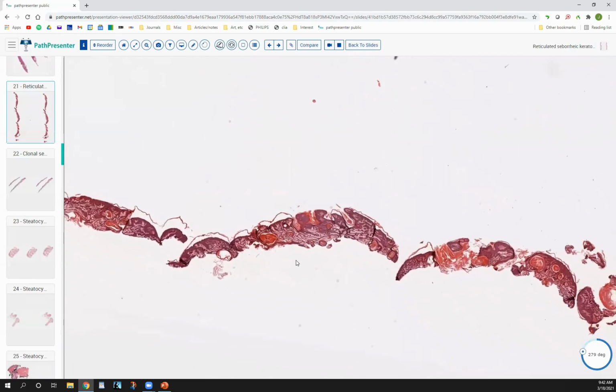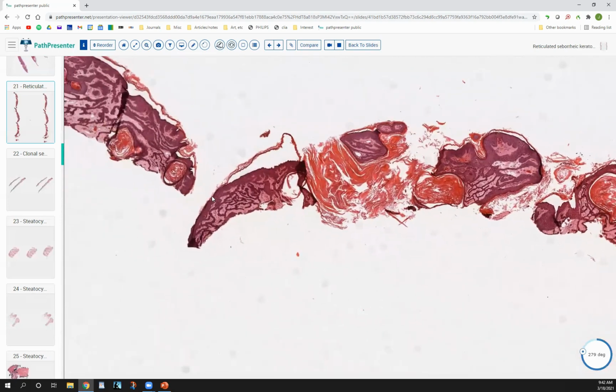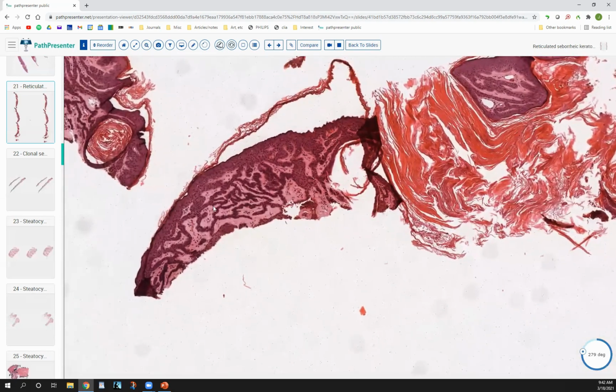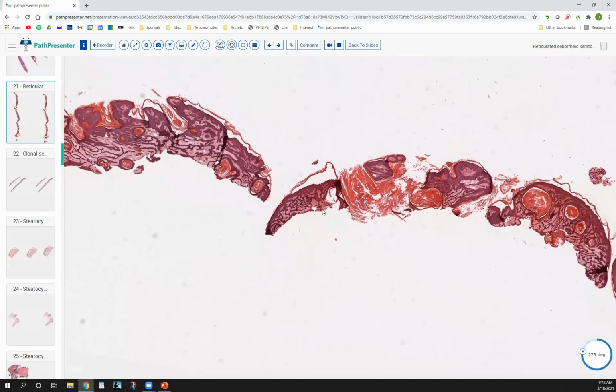Zooming in, you can see that this has still areas which look like the conventional seborrheic keratosis, with the epidermal thickening, maybe a little papillomatosis, the horn cyst, but much more of these elongated reedy, interanastomosing ridges. So this is what I would call a reticulated variant of a seborrheic keratosis.